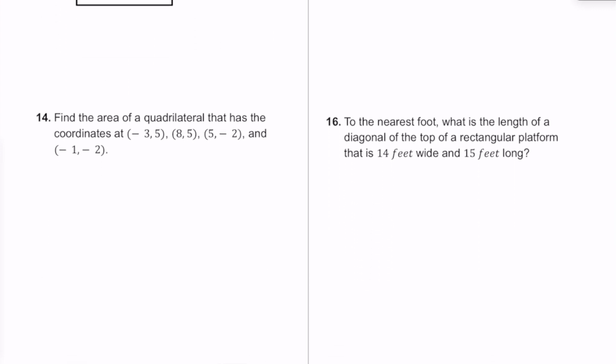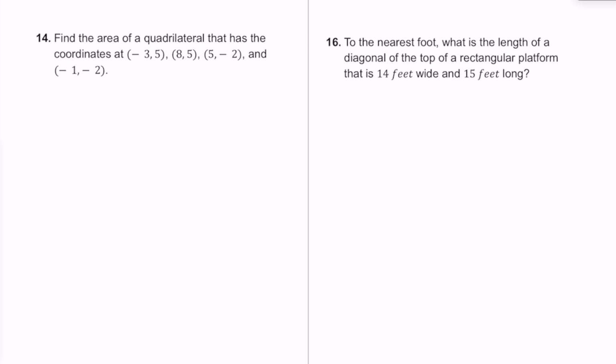All right, for number 14, let's go ahead and find the area of a quadrilateral that has the coordinates of negative 3, 5, 8, 5, 5, negative 2, and negative 1, negative 2.